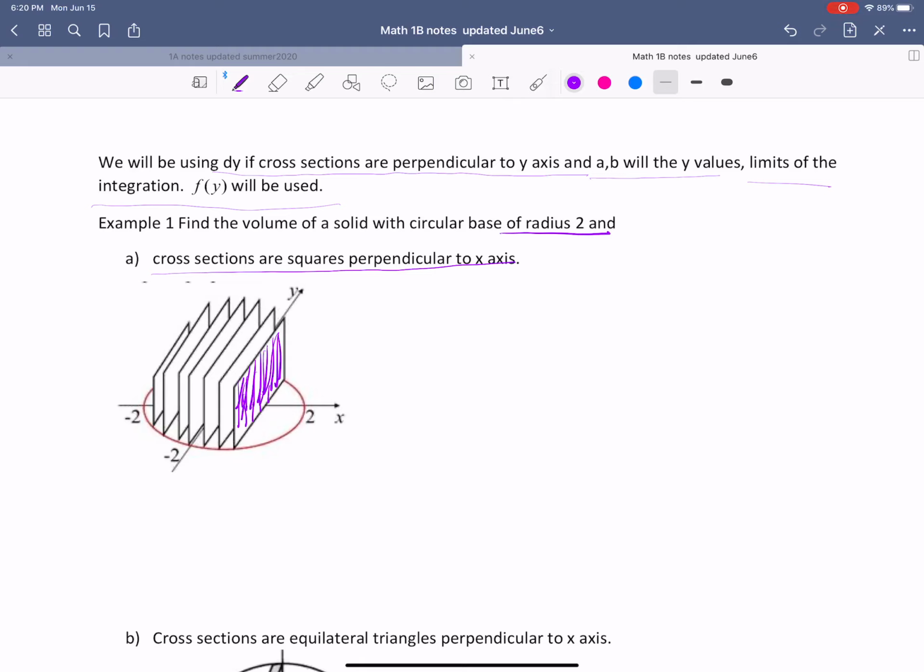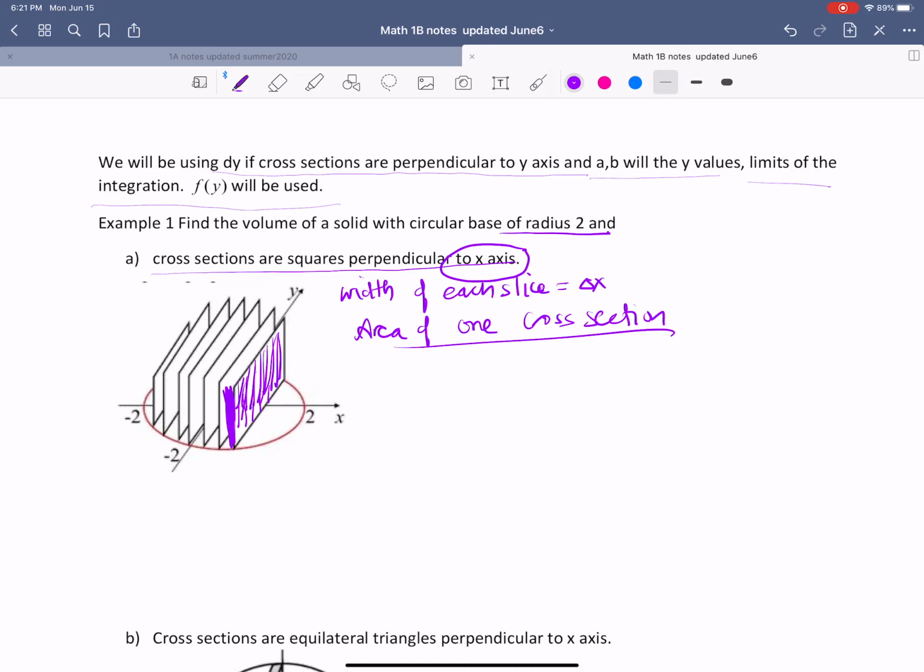Now here, cross sections are perpendicular to x-axis. That means width of each slice is delta x. Okay, imagine this is the width of each slice and that's delta x. So we want to find out area of one cross section. Good thing the cross sections are squares in this case.